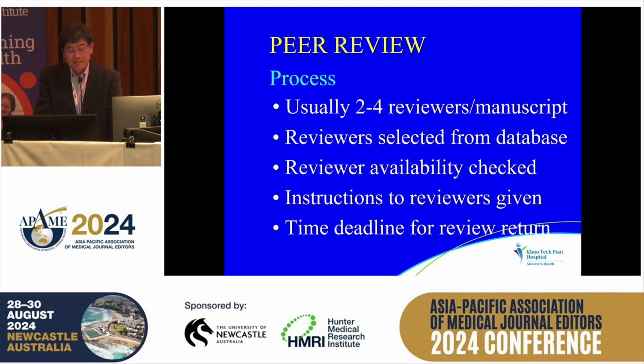The process varies among journals, but most journals would have 2 to 4 reviewers per manuscript. Of course, there could be more if the editor cannot make a decision, and it depends on the editorial workflow. Reviewers are usually selected from a database. The availability of reviewers is checked, and then instructions to the reviewers are given, including time deadline for return of the review.